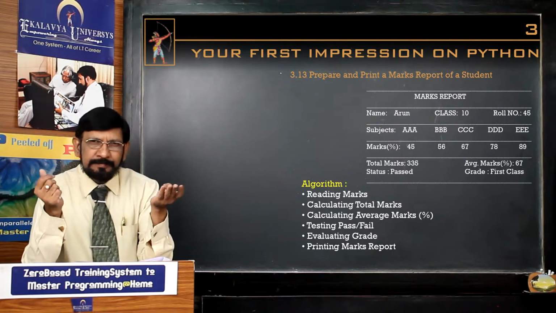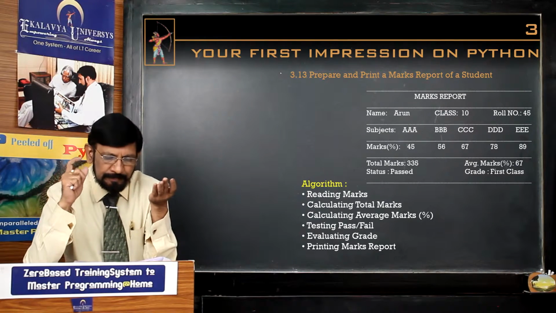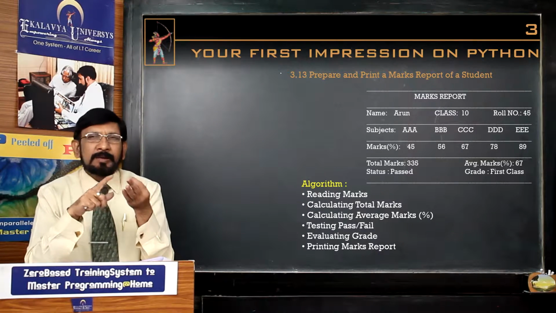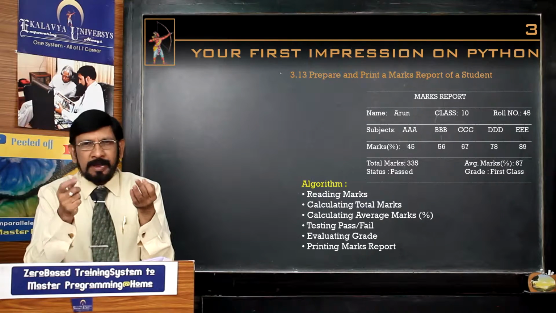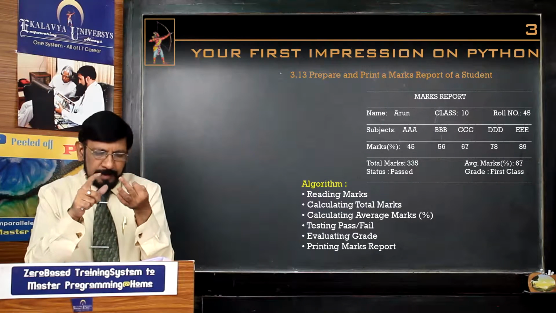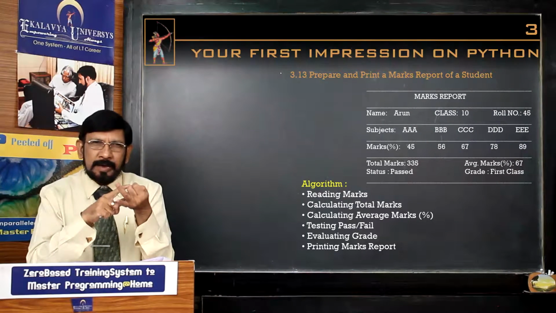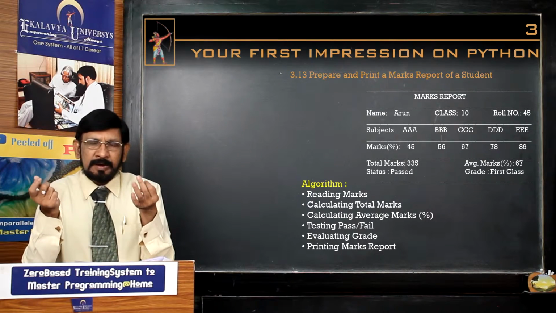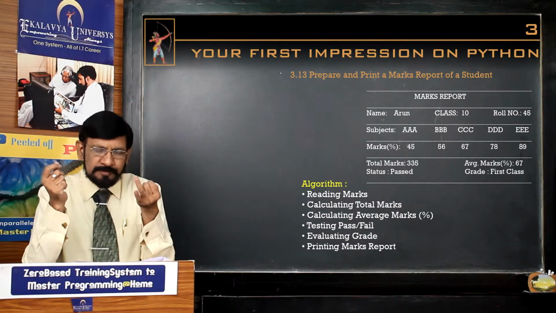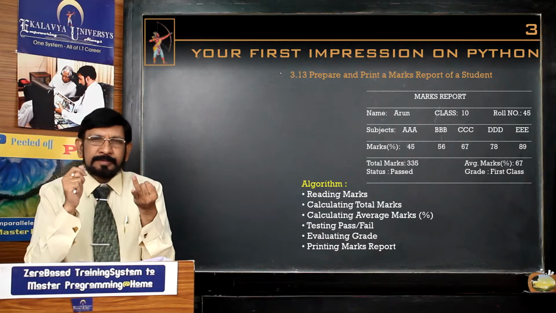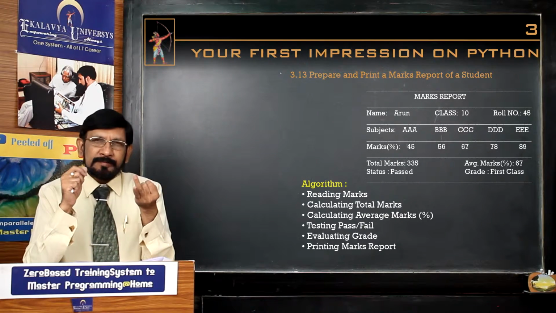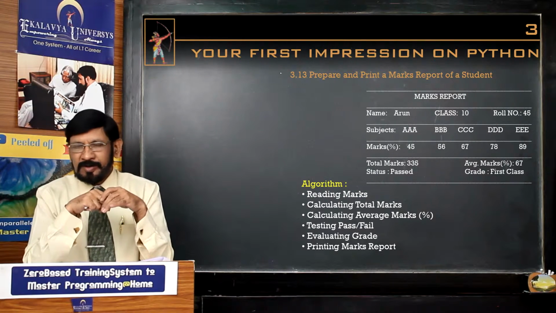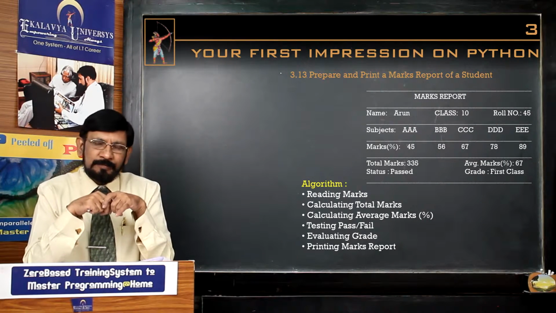That is one activity. Thereafter we think of functions. Thereafter, calculating total marks. You must calculate total marks. Thereafter, calculate average marks or percentage of marks. Maximum marks are 100, then percentage of marks we have to calculate. Thereafter, testing pass or fail. In this one logic is there, most students ignore.